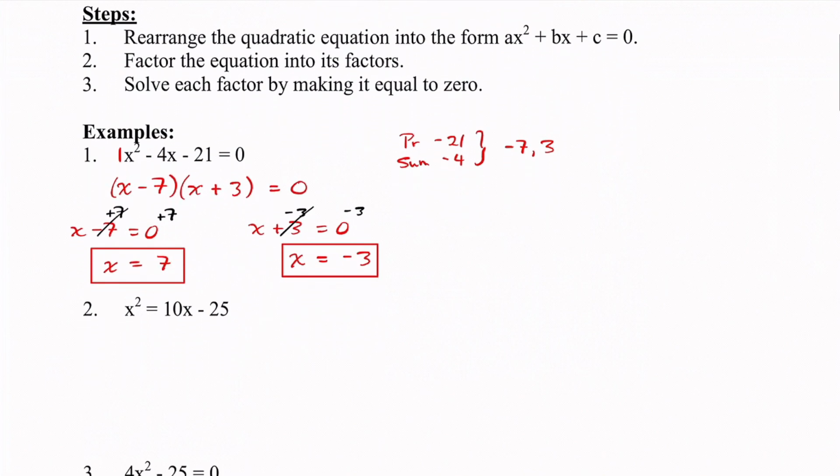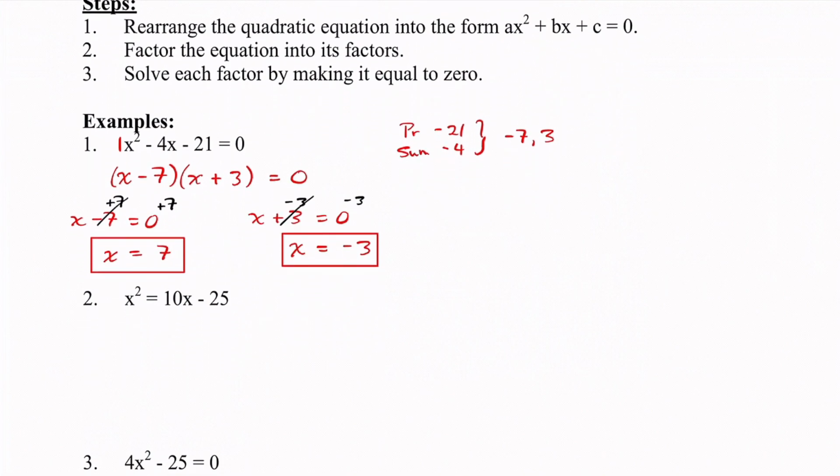Moving to the next one, I can see with this one, not all the terms are on the same side, so I'm first going to move everything over to that left-hand side. So I'm going to have x squared. When the 10x comes over, it's going to change sign. It's going to be minus 10x. Negative 25 will come over, and it'll be positive 25.